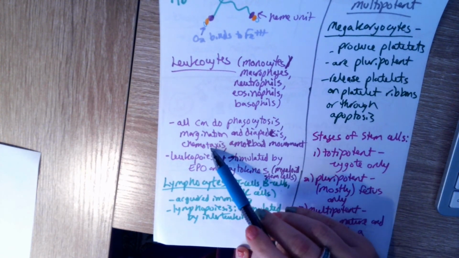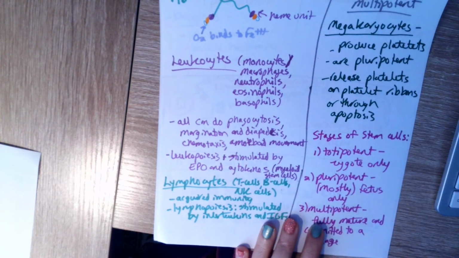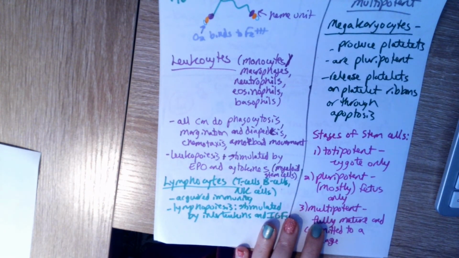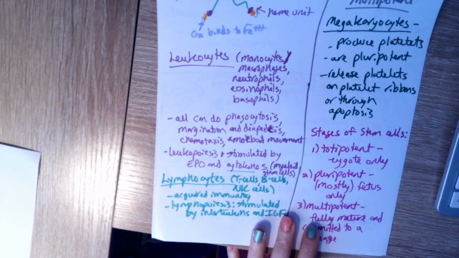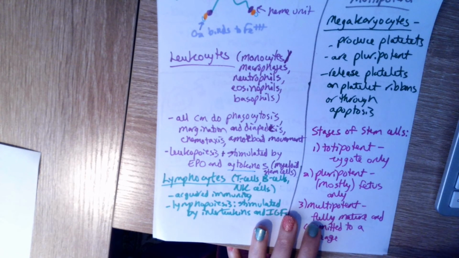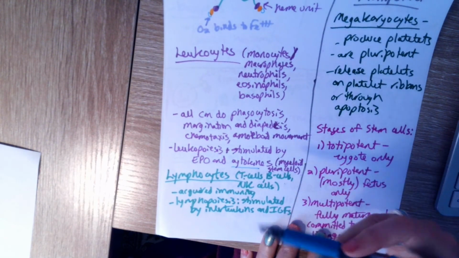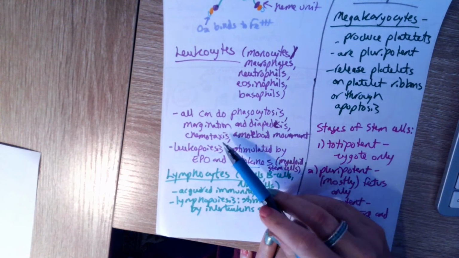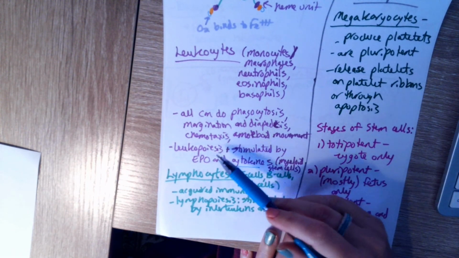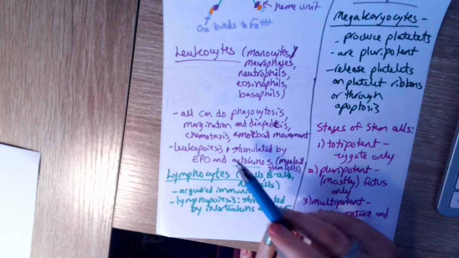Chemotaxis. Chemotaxis just means that they are attracted by certain chemicals. Those chemicals could be cytokines. Cytokines are chemicals that are given off by white blood cells to communicate with each other, and sometimes they can attract other white blood cells. There are also chemicals given off by injured cells that attract white blood cells.